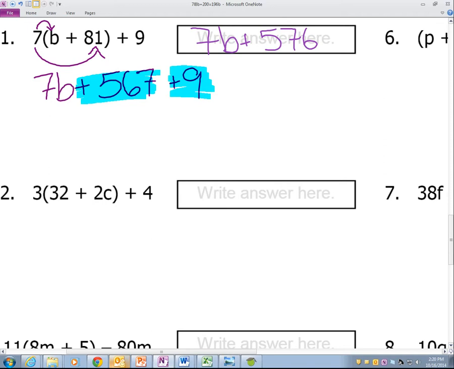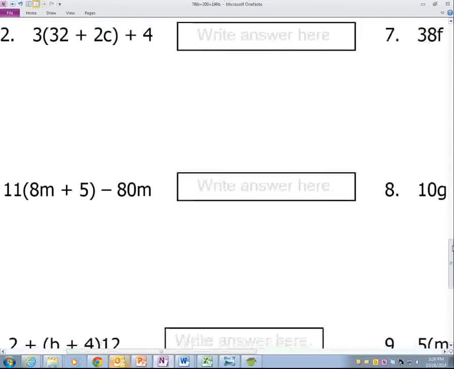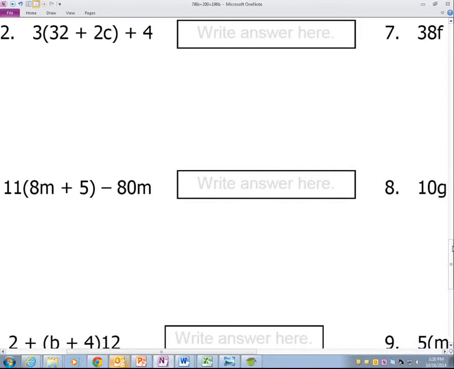Good. I want you to do number 2 and number 3. And in 2 minutes' time, I will start my responses to it. But I want you to try number 2 and number 3 on your own. Then when you're done with that, you'll look up to the board to see if you have what I have. And if you don't, please raise your hand and ask any questions. 2 minutes.